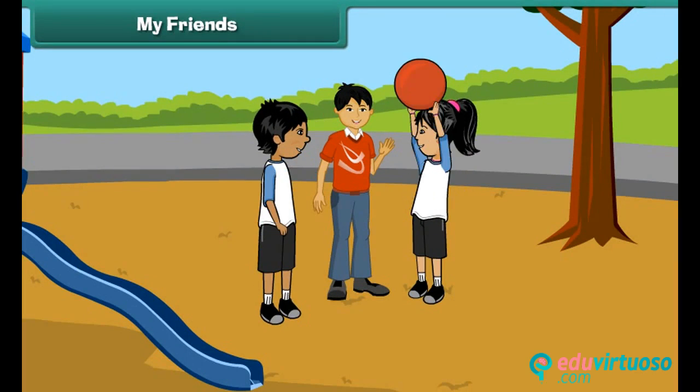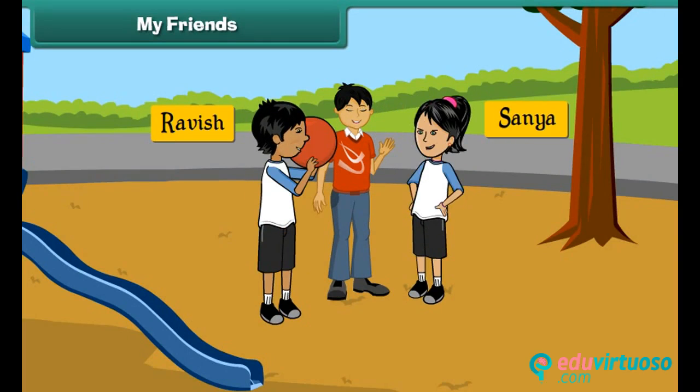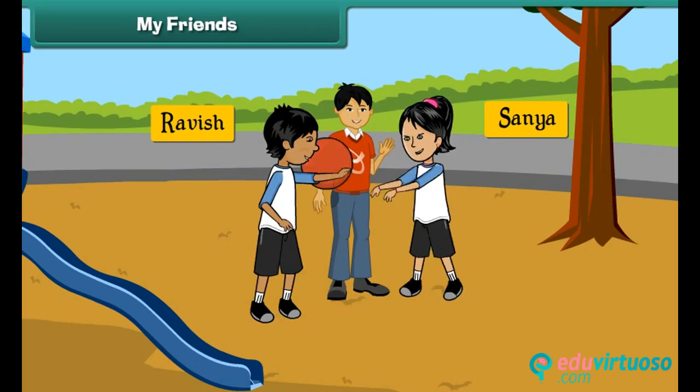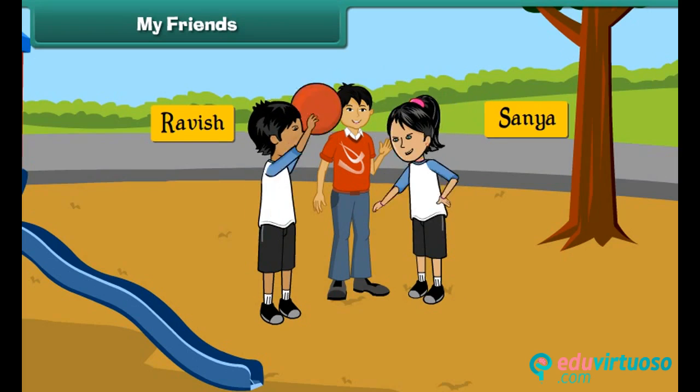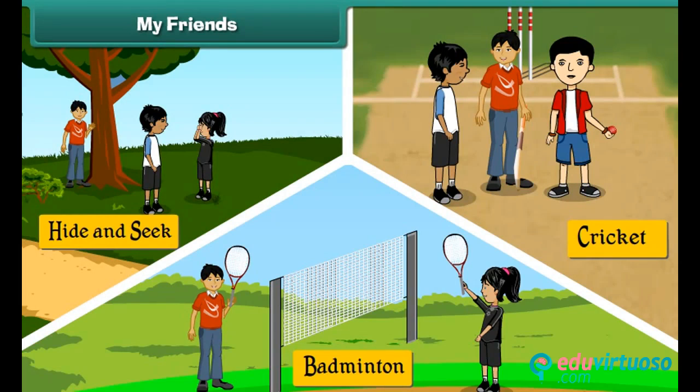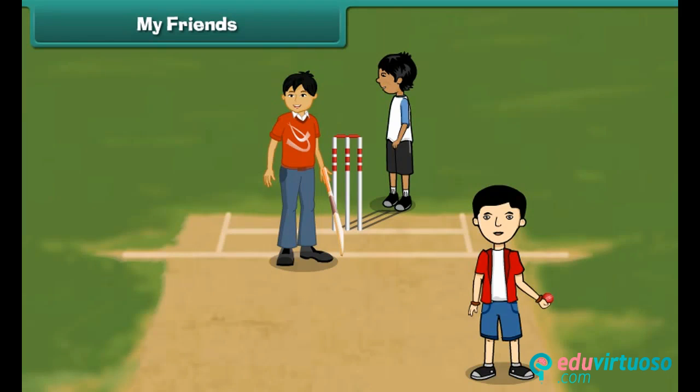My friends. I have many friends. Ravish and Sanya are my best friends. I never fight with my friends. I play many games with my friends, like hide and seek, cricket, badminton, etc. Cricket is my favorite game.